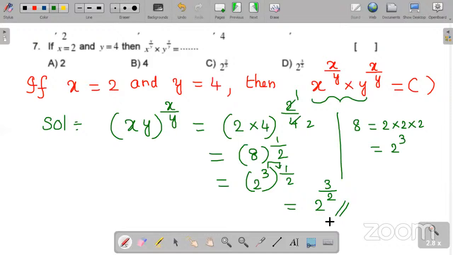So you can check your answers. Yes, Nana, D is the right answer. Yes, D is absolutely correct. This is 2 to the power of 3 by 2.